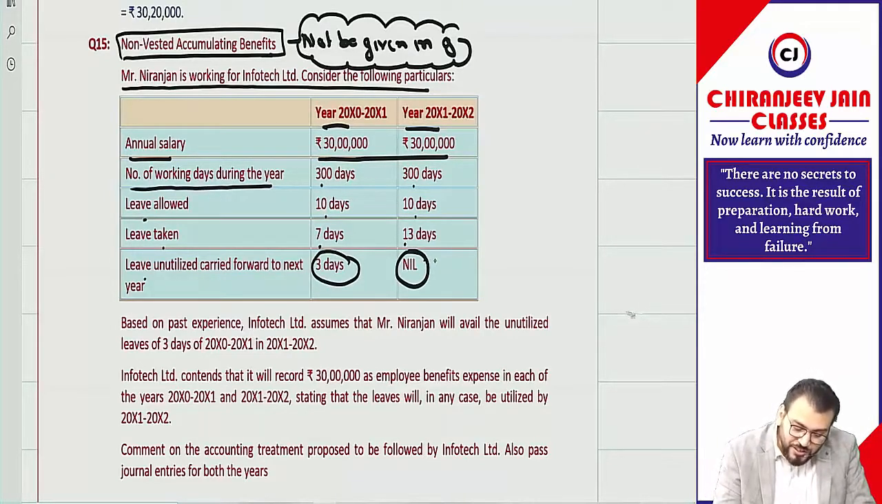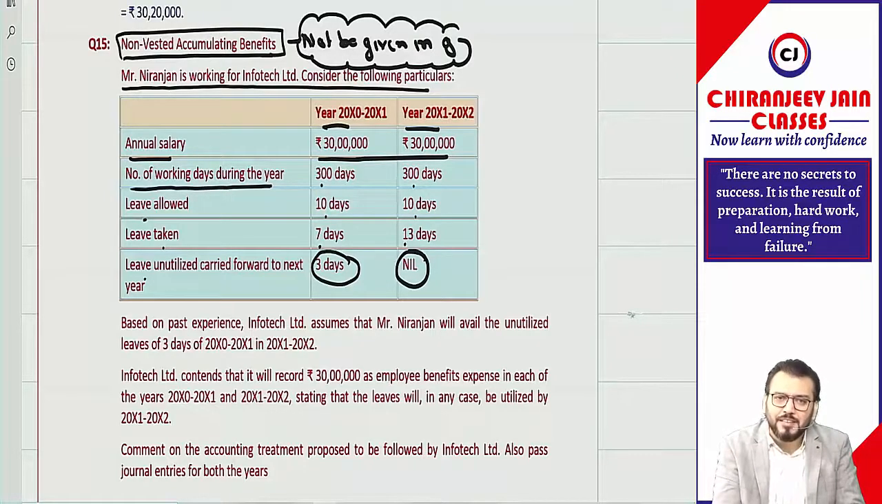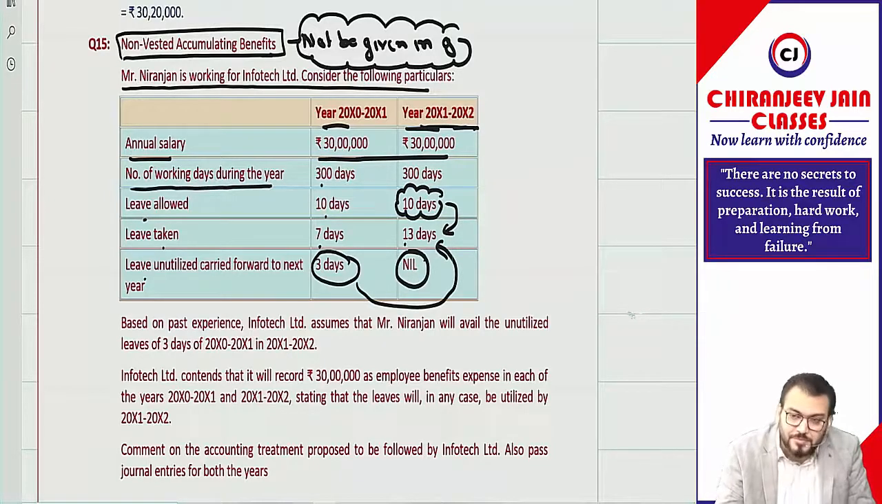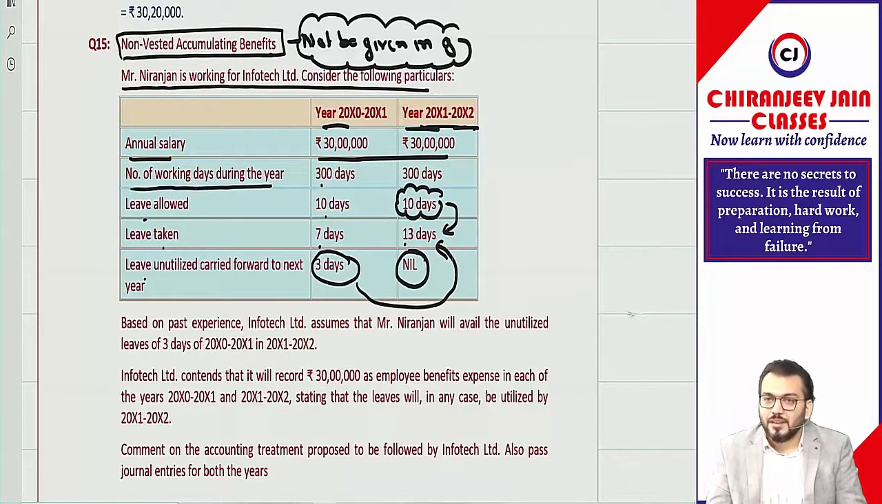You can see they have given a similar question to what I have explained. For the next year, 10 days was allowed, and they have availed 10 days as well as these 3 days. Are you able to understand? But first let me read.